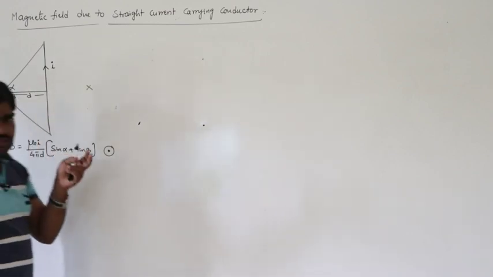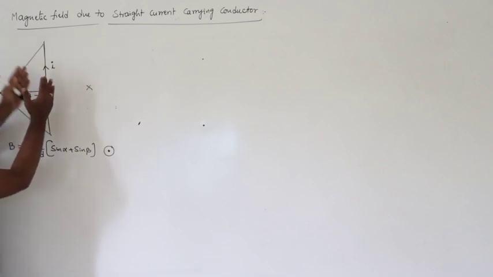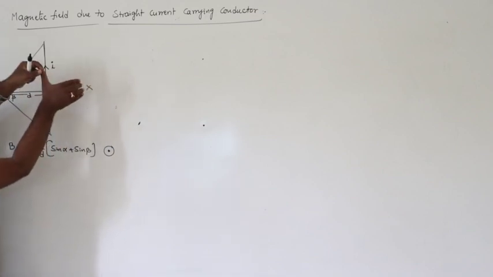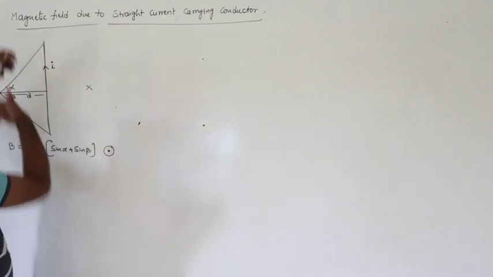So it's a right hand thumb rule. Stretch your thumb in the direction of the current. Curling of the fingers indicates the direction of the magnetic field. See here, on the right side, what is the direction of the fingers? Inwards. On the left side, outwards. So that's why.